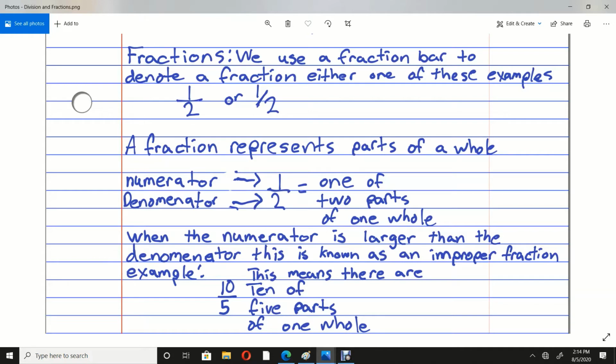When the numerator is larger than the denominator, this is known as an improper fraction, and we talked about this in the lessons. When the number on the top is bigger than the number on the bottom, that's called an improper fraction. It's improper for the larger one to be on top. So in our example here, this means that there are 10 of 5 parts of one whole. Since we have 10 of 5 parts, that means we have 2 wholes.